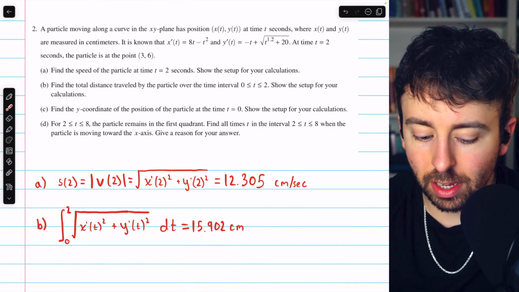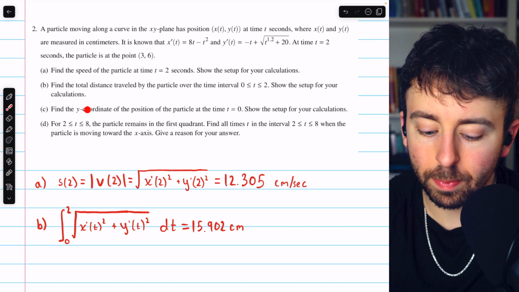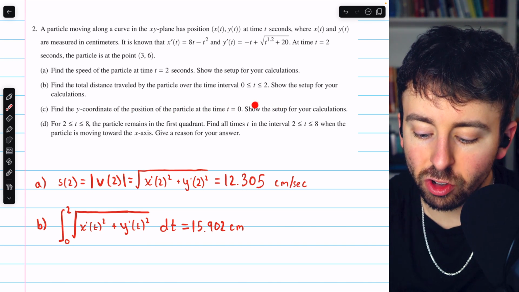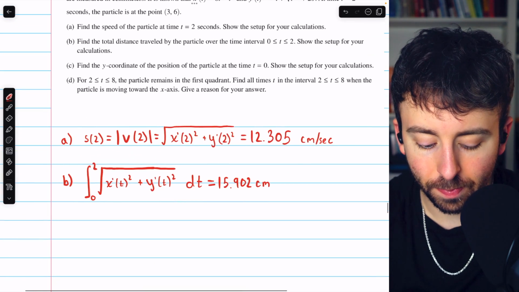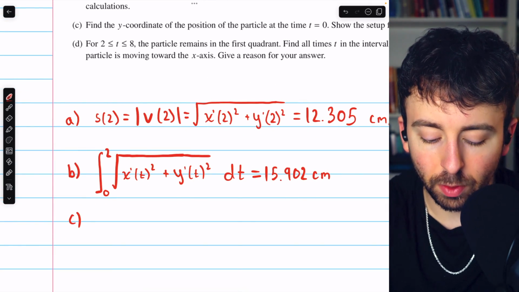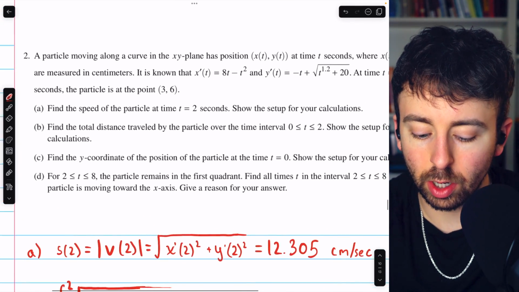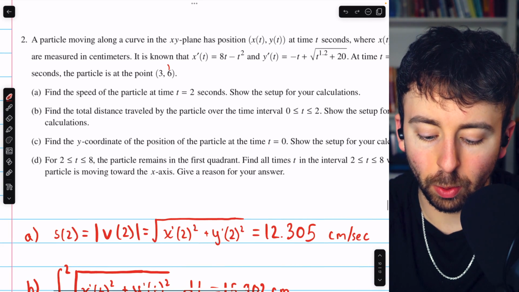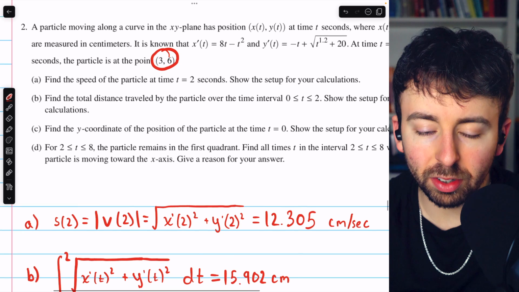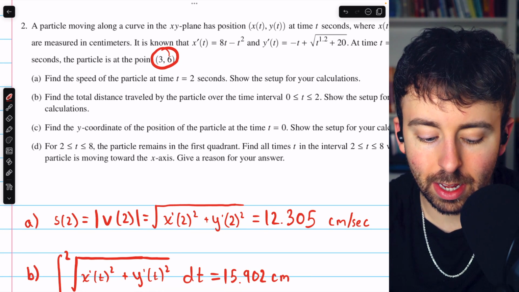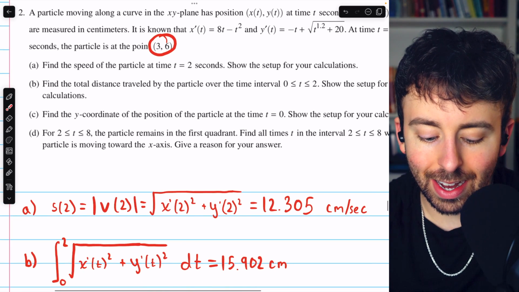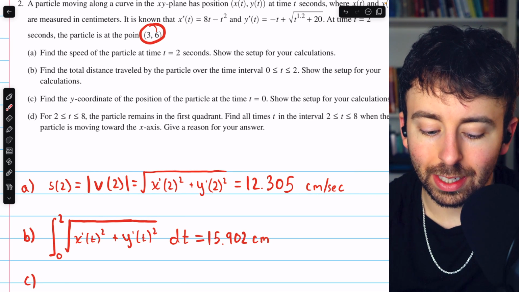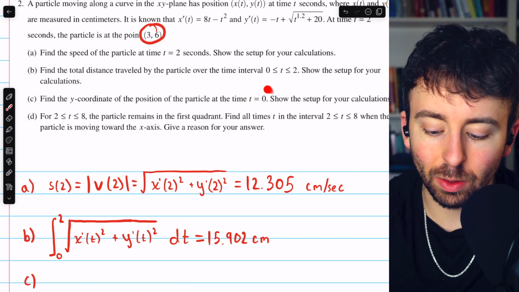Now on to part C. Find the y-coordinate of the position of the particle at the time t equals 0, and show the setup for your calculation. So for part C, we know the position of the particle at time t equals 2. We know that it's at the point 36. So we'll start there with that position at t equals 2, and then we'll use an integral of the velocity in order to get our way back to t equals 0.